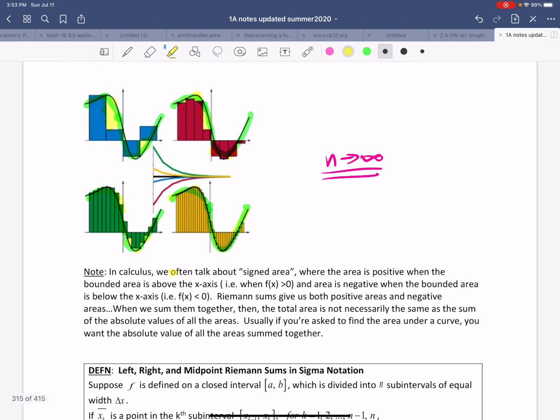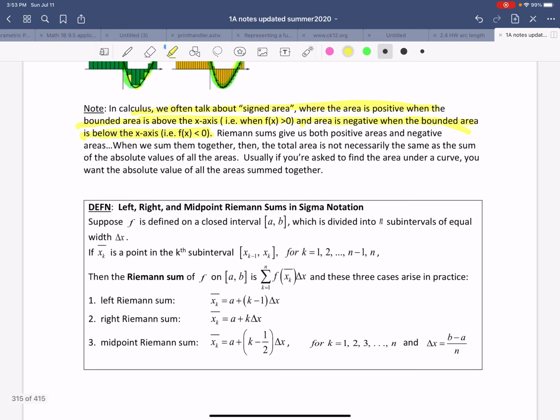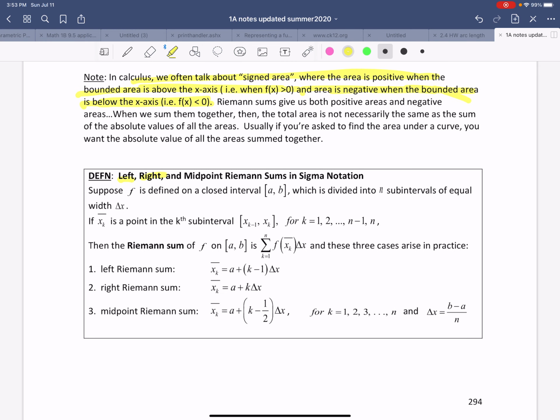We often talk about signed area, where area is positive between the x-axis and the function, and the area below the x-axis would be considered negative area. So area above the x-axis is positive, area below the x-axis is negative. I'm going to look at left, right, and midpoint Riemann sums in sigma notation. Sigma is just the sum.